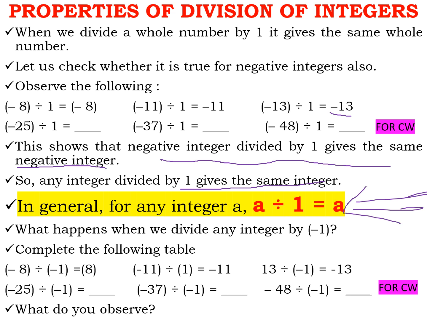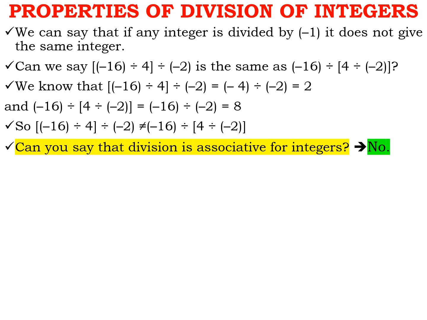In general, for any integer a, a divided by 1 is equal to a. What happens when we divide any integer by minus 1? Complete the following table. Minus 8 divided by minus 1 is 8. Minus 11 divided by minus 1 is 11. 13 divided by minus 1 is minus 13. What do you observe? We can say that if any integer is divided by minus 1, it does not give the same integer.